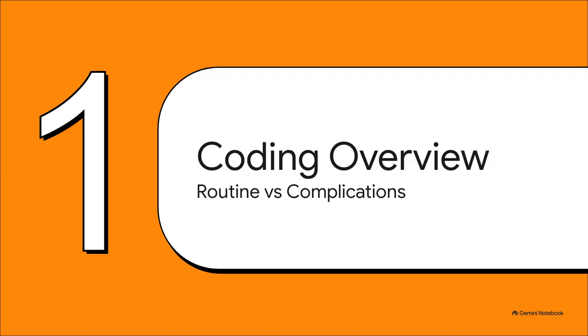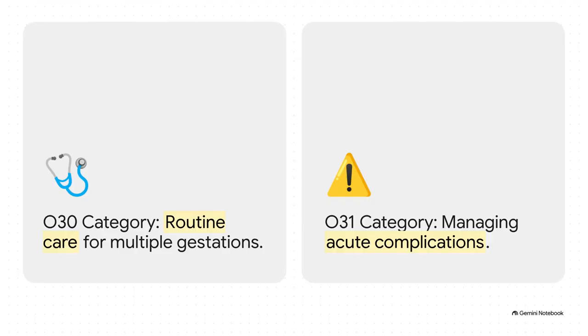All right, let's jump right into Section 1, Multiple Gestation Coding Overview, focusing on routine care versus complications. So, right off the bat, there's a really stark contrast you've got to master to ensure accuracy. Your O30 category is your baseline. It's your foundation for routine maternal care. When an expectant mother of twins, triplets, or more comes in for just routine multifetal surveillance and everything is progressing totally normally without any acute issues, you live right there in the O30 category.